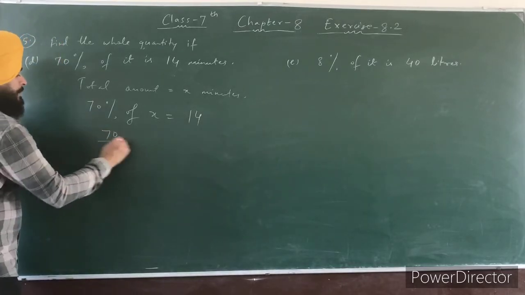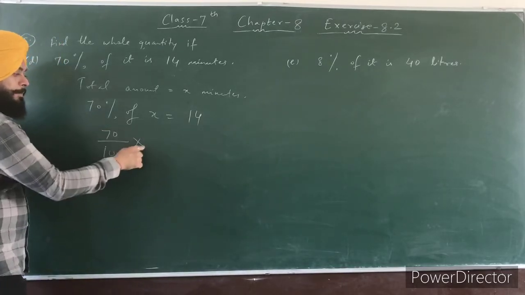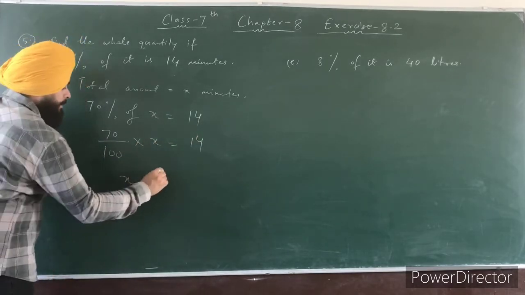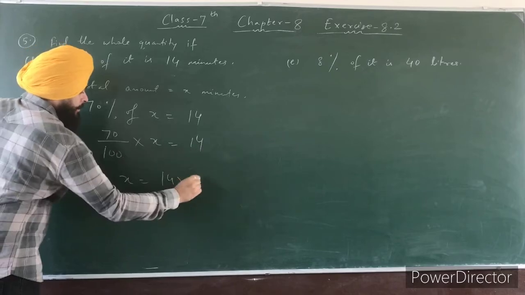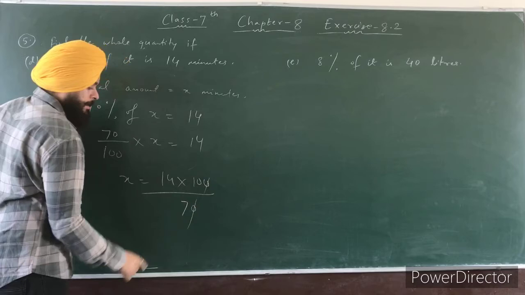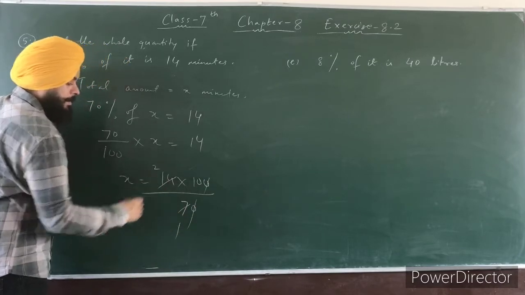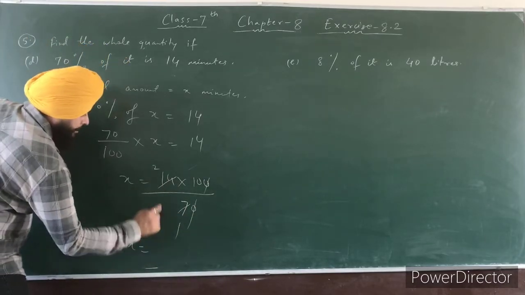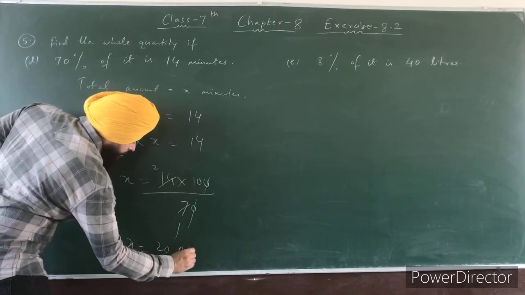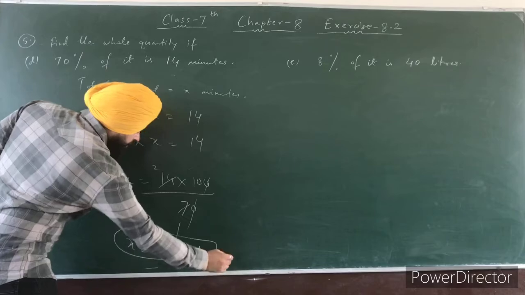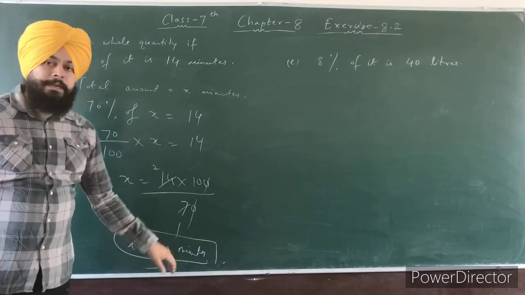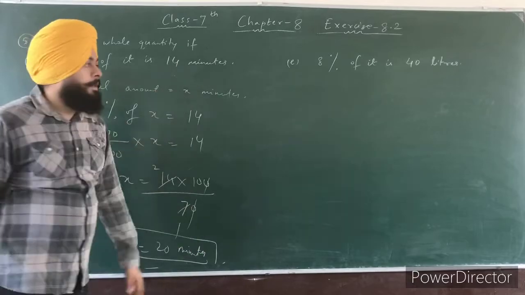So 70% is given as 70 over 100 multiply with X is equal to how much? 14. So X is what? 14 multiply 100 divided by 70. So 1 0 cancel. 7 over 7 and 7 2s are how much? 14. So X is what? 2 multiply with 10. 2 tens are 20. So what is X? X is 20 minutes. It means 70% of 20 minutes is 14 minutes.